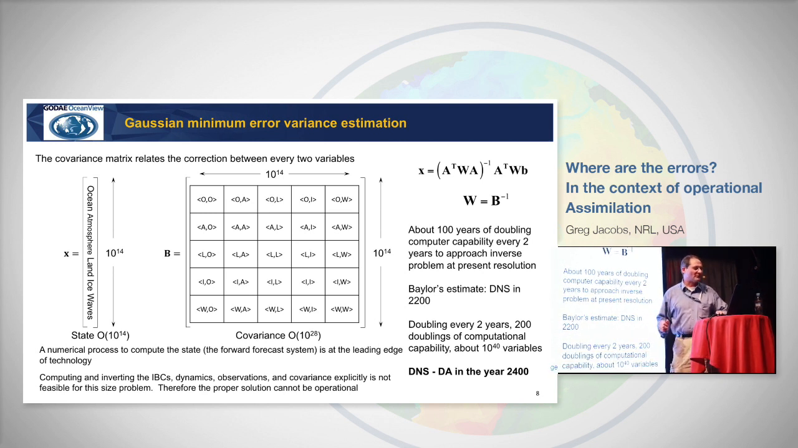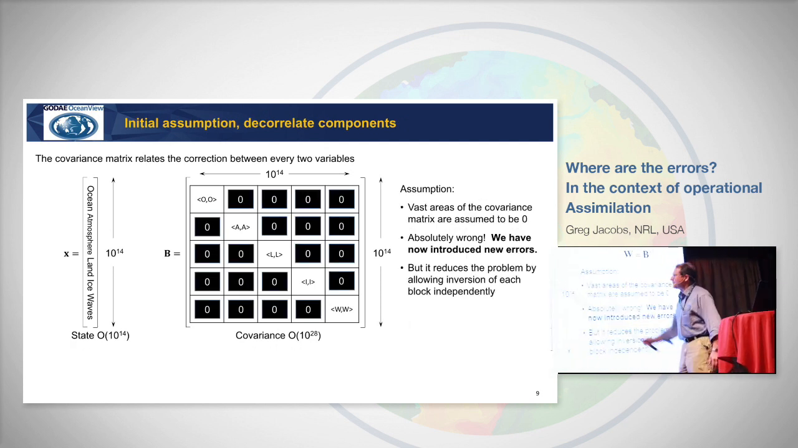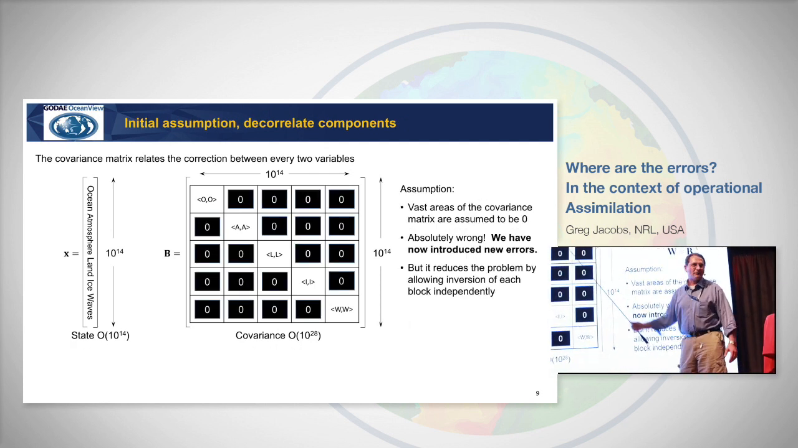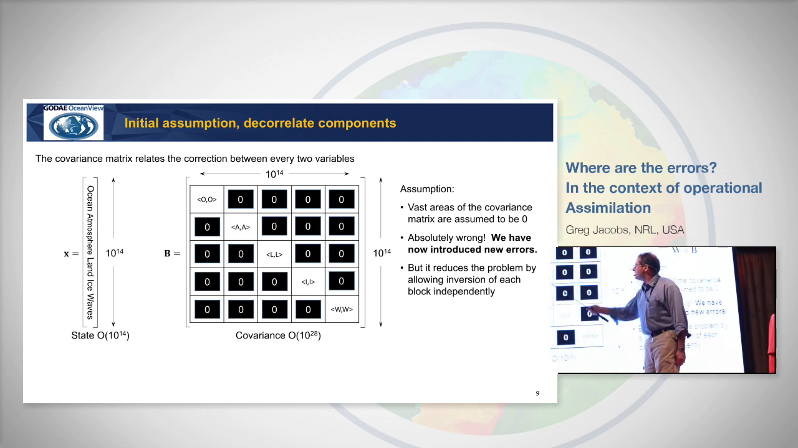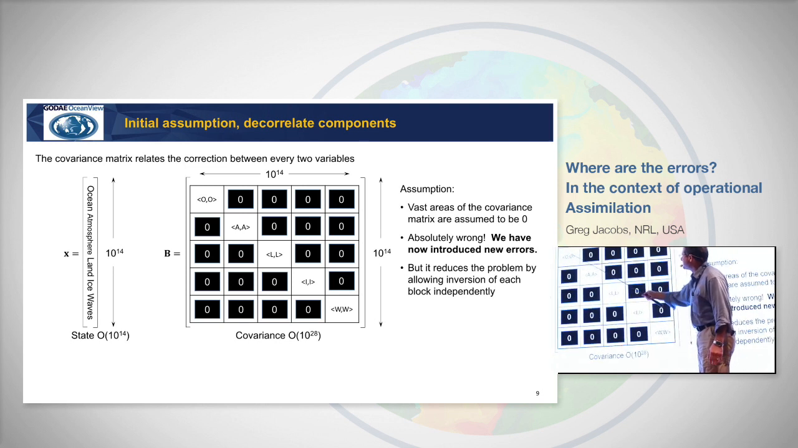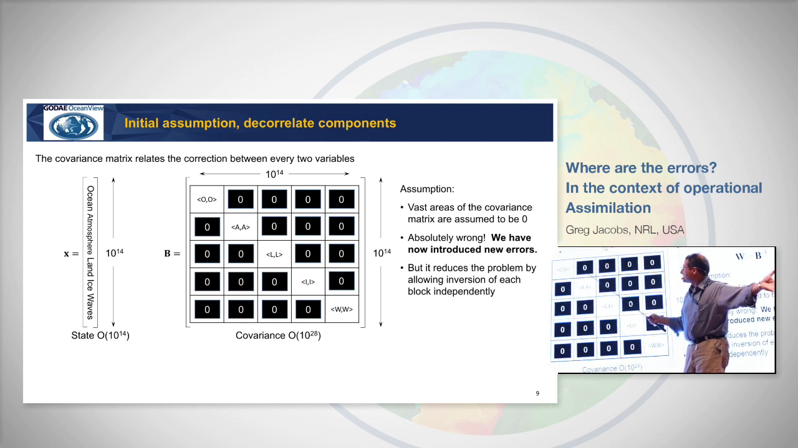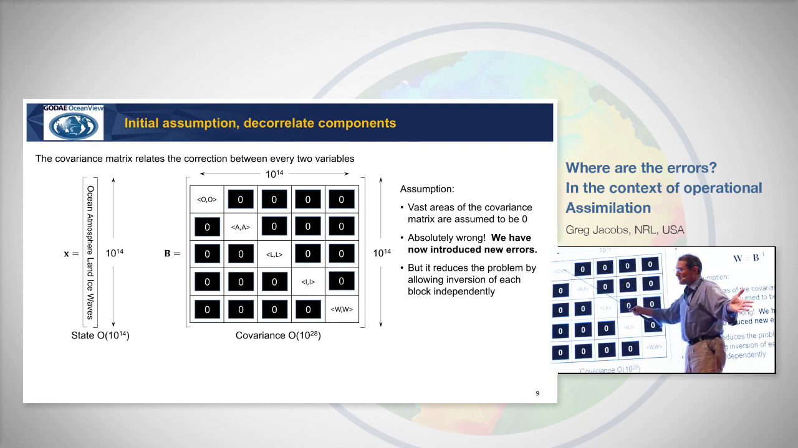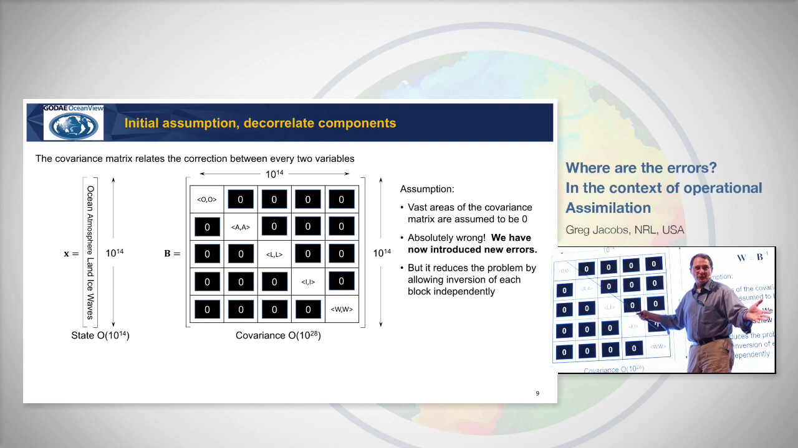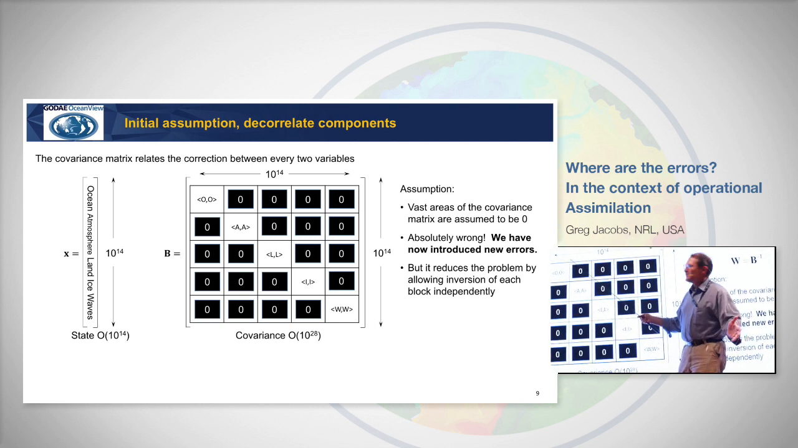So, we're going to do something now. We're going to make assumptions. First assumption, we're going to assume all of these blocks off the diagonal are 0. What does that mean? That means corrections to the ocean are not related to corrections in the atmosphere. Chris Harris just showed some good examples, and Mark Barassa talked last week, that say, if I change temperature near the surface of the ocean, that changes the fluxes and what happens in the atmosphere. This assumption is completely wrong, but there we are.